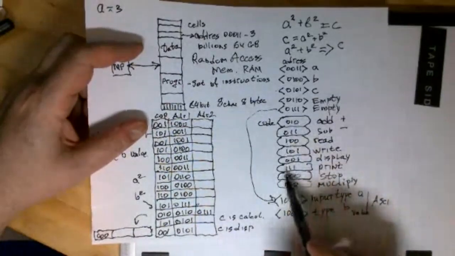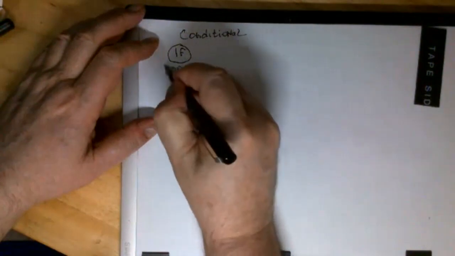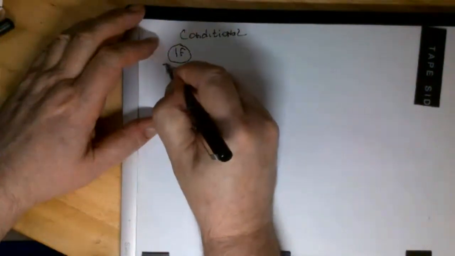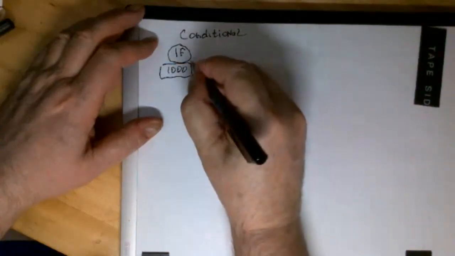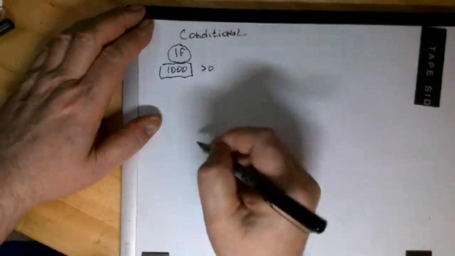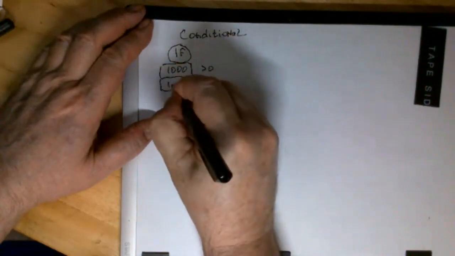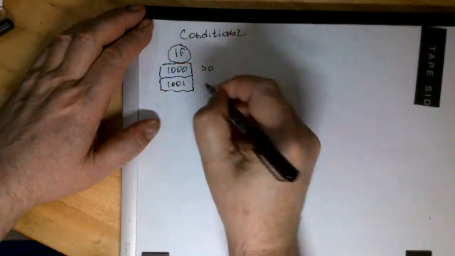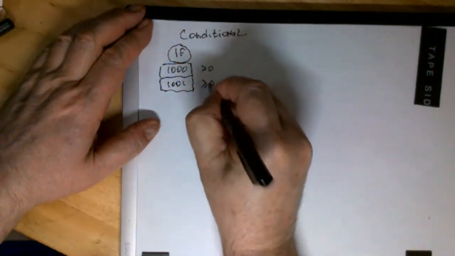But let's go and make 1, 2, 3, 4, 5, 6, 7, 8. I will make code operation 1000. If something greater than 0, then I will make code operation 1001 if something is greater or equal than 0.